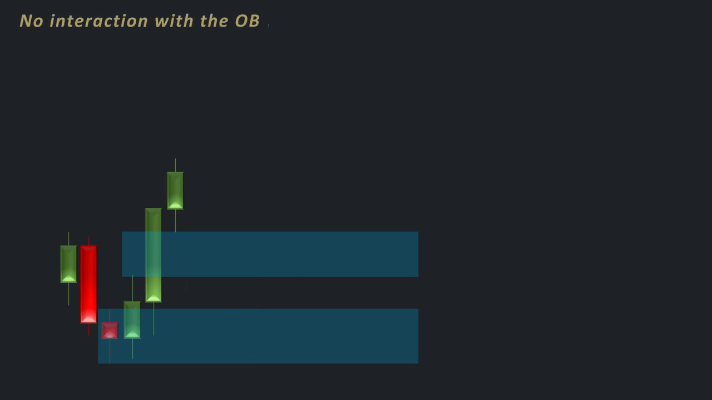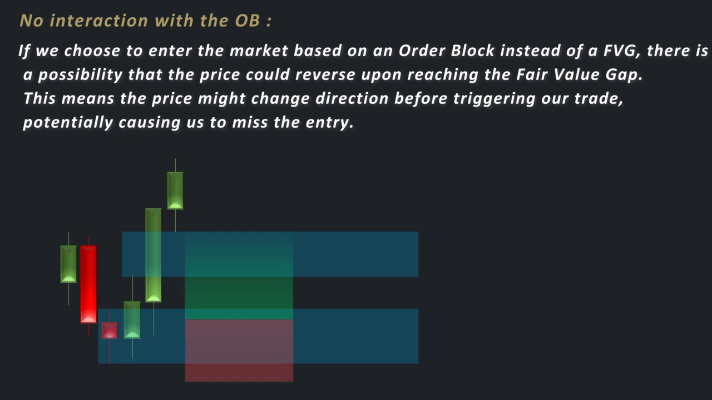If we choose to enter the market based on an order block instead of a fair value gap, there is a possibility that the price could reverse upon reaching the fair value gap. This means the price might change direction before triggering our trade, potentially causing us to miss the entry.